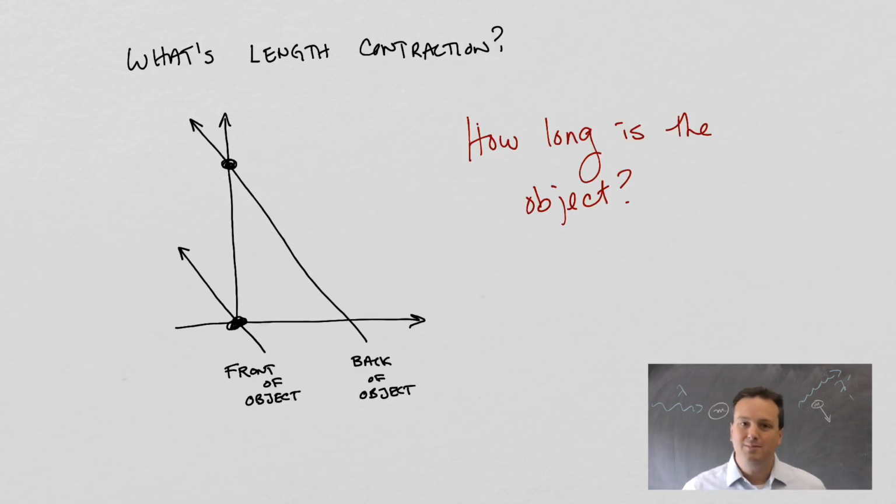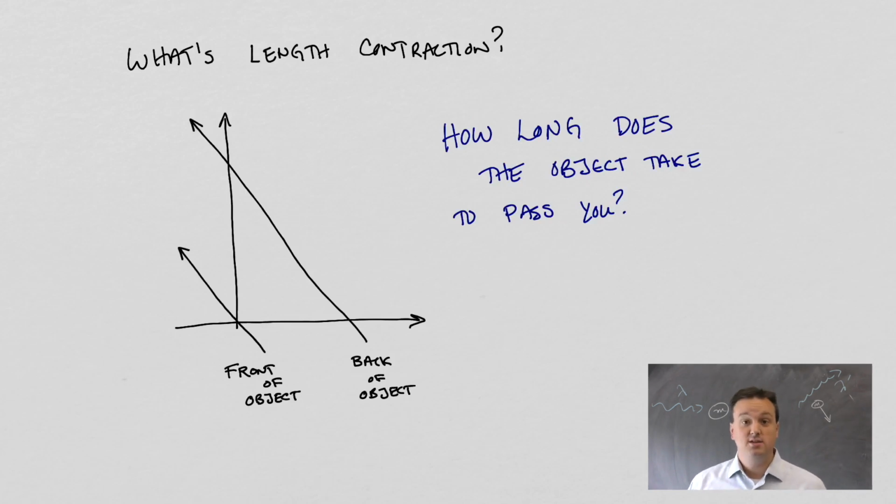And so now when I'm talking about how long does an object appear, I'm actually changing the question from one of what's the spatial extent of the object to how long did it take. I'm asking a question about time. Okay? And so length contraction, no matter what we do to think about it, is always going to be a consequence of how long did it take. It's always a consequence of time.